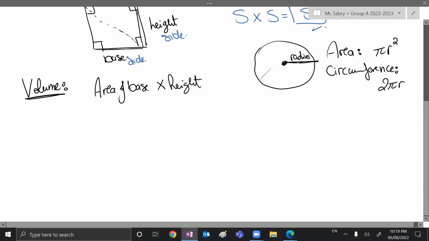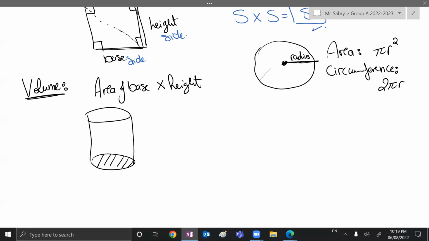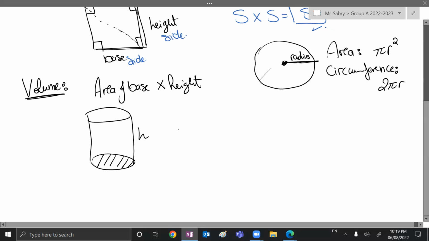And why is it area? Why is it not just base? Because the shapes, as I told you, are 3D shapes. So when you look, for example, at a cylinder, it has a base. The base is not a line. The base is a circle. It's a shape. So we need to get the area of that base and then multiply that by the height. The area of the base here, since it's a circle, is pi r squared. This is the area of the base. Now multiply that by the height. What's the height of the shape? It's h. So this rule is the volume of the cylinder.